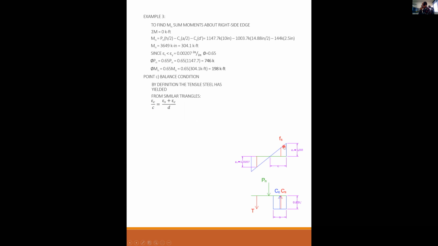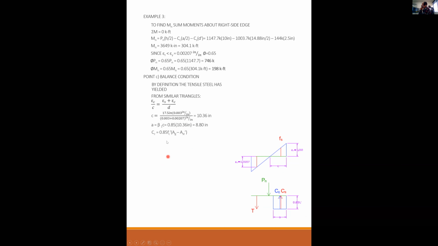So here's my strain diagram. The concrete is at 0.003. My steel is just at yield at 0.00207. So I can solve for little c. Little c is equal to d times 0.003 over 0.003 plus 0.00207. That's 10.36 inches. a is equal to beta 1 times c. So 0.85 times 10.36 gives me 8.8 inches. That's the width of my compression block.